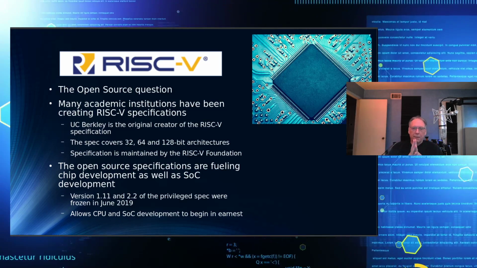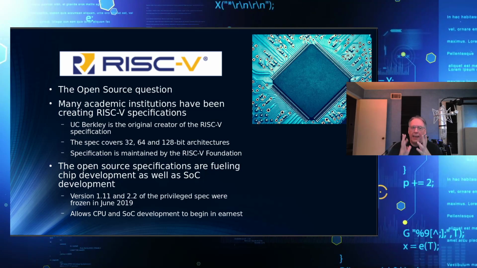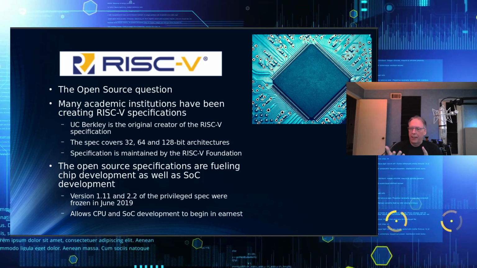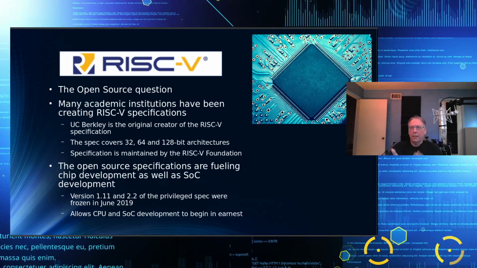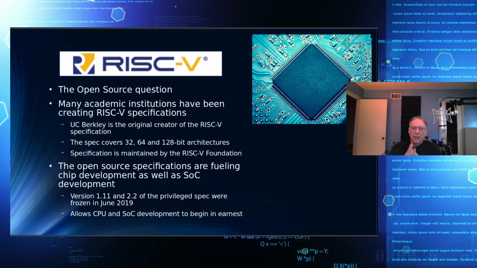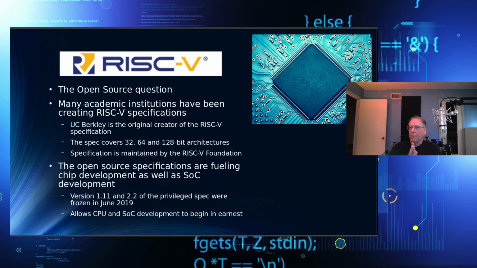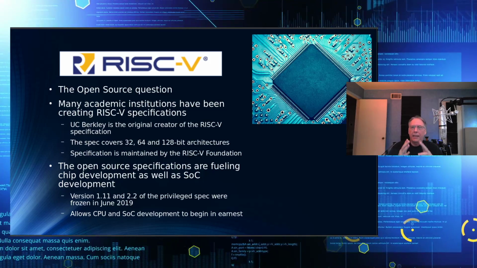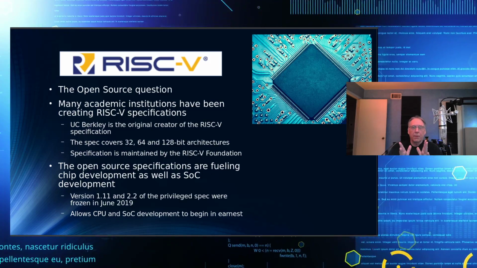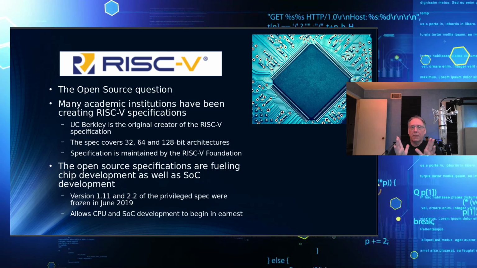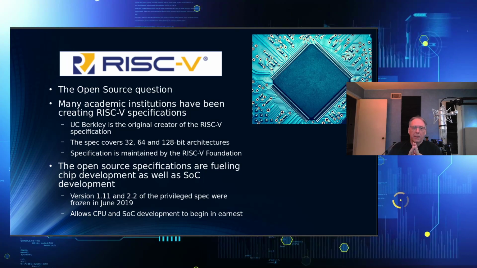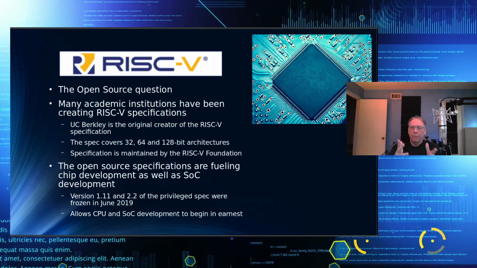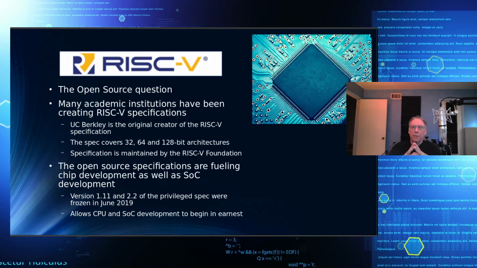The open source specifications are fueling the chip development, and there's three versions of the spec. There's the unprivileged spec, the privileged spec, and then the debug spec. And the privileged spec has a couple of version numbers, 1.11 and 2.2. And as of June 2019, those were frozen. So now SOC development can begin, as well as, in earnest, the CPU development, because they're free of worries about having it change out from underneath them.